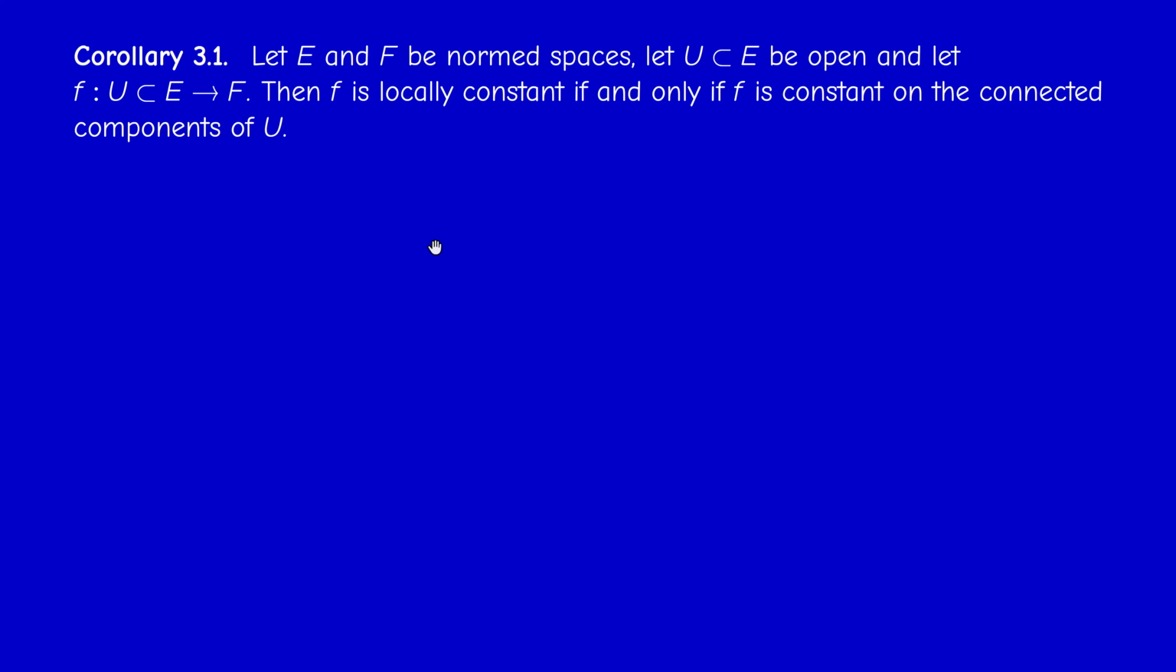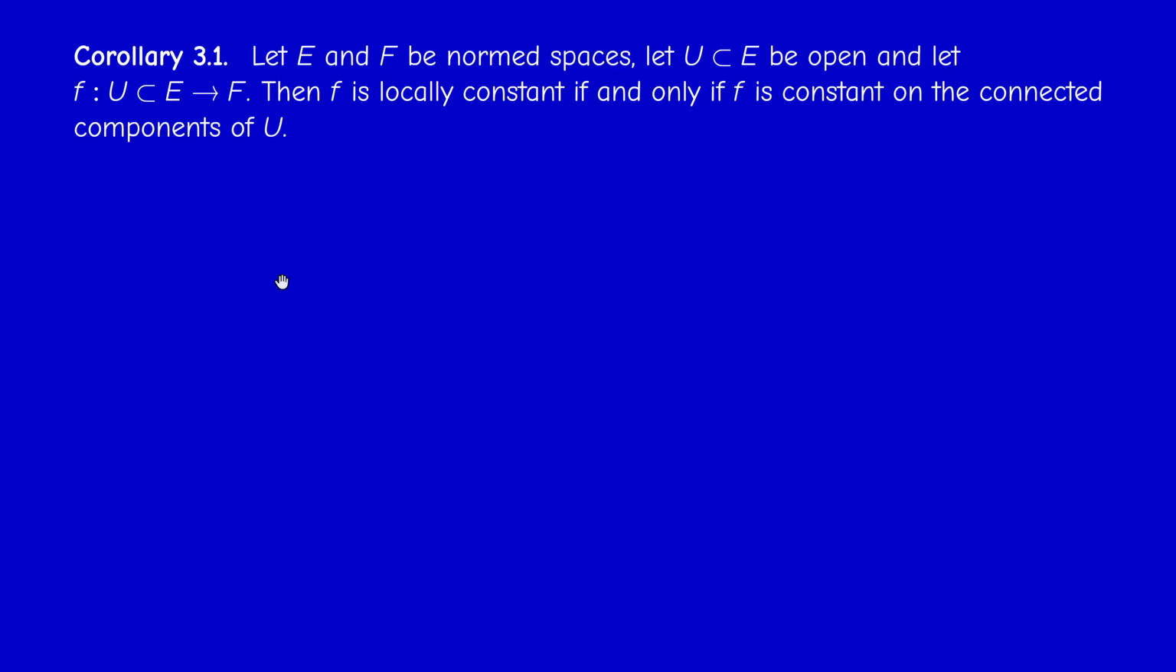What are the connected components of U? There are several characterizations. A connected component is a maximal connected subset of U, which means that it cannot be contained in a strictly bigger connected set. It's also an equivalence class for the relation x equivalent to y if x and y belong to the same connected set. Also, the connected component containing a point is the biggest connected set containing that point. So all these three are equivalent.